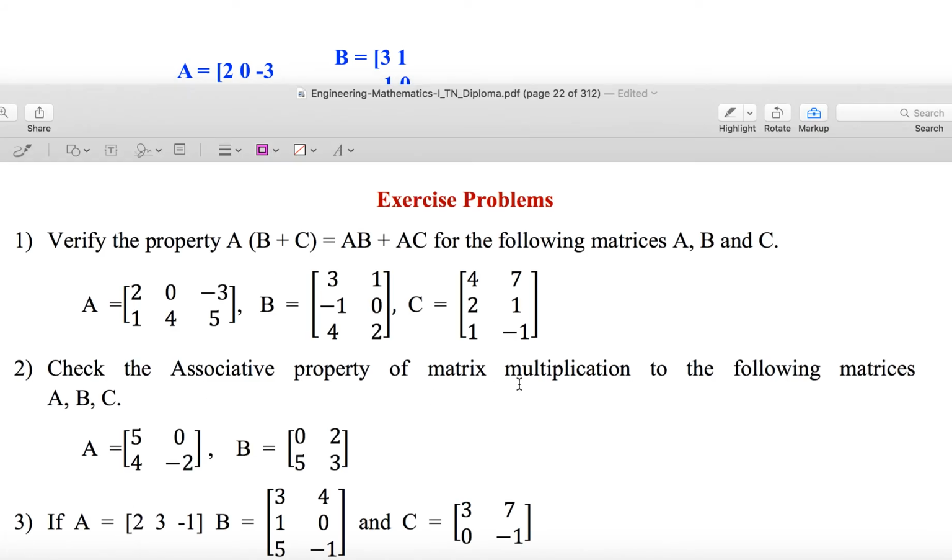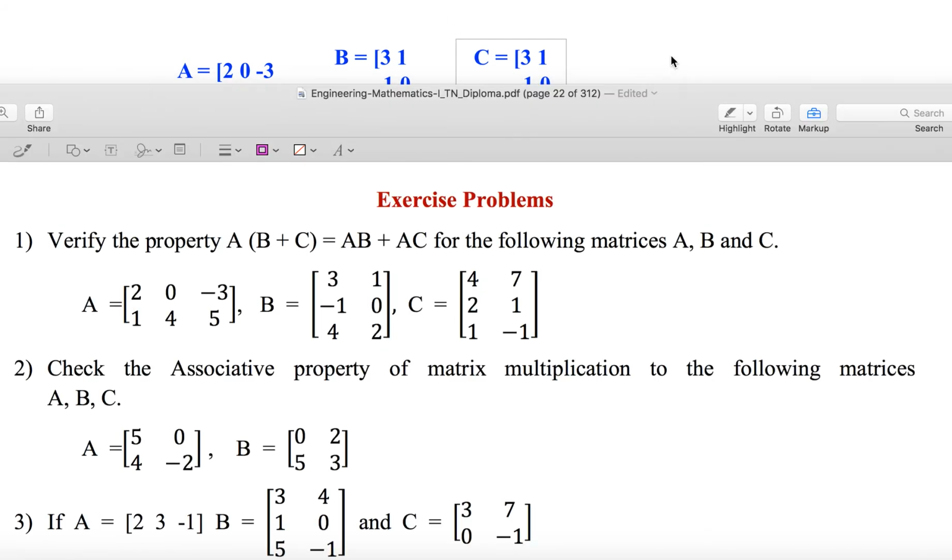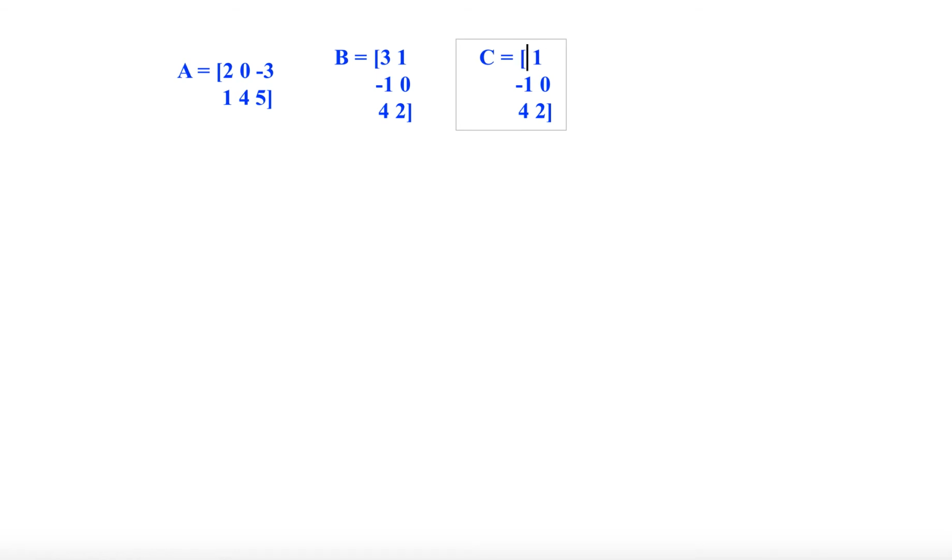What about C? C also has 3 rows and 2 columns, a 3 by 2 matrix. So you can simply take the help of B. The C elements are 4 7, 2 1, and 1 minus 1. Fine, so now we have written A, B, C.